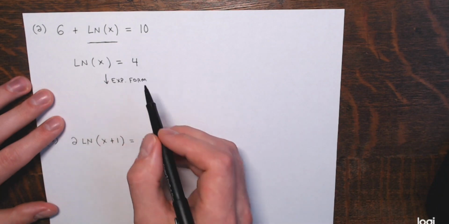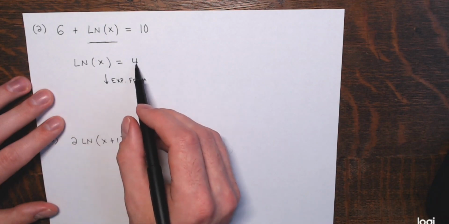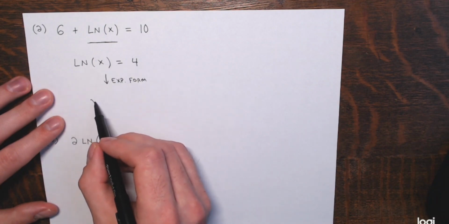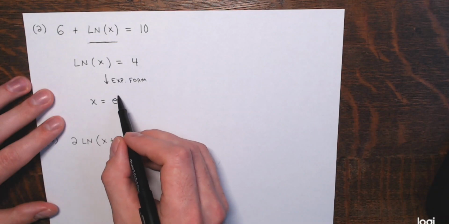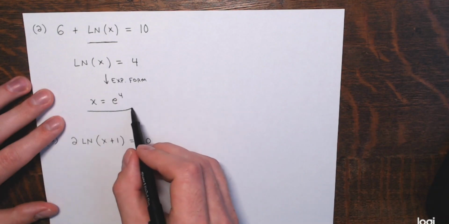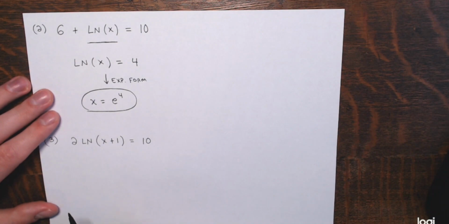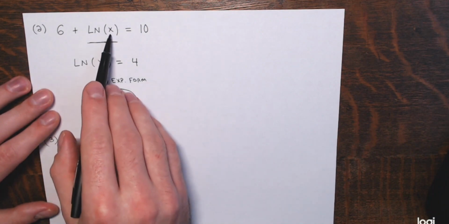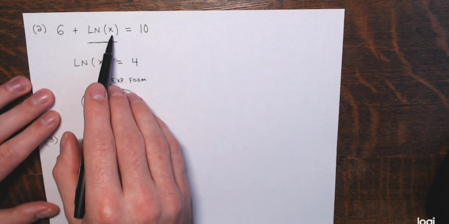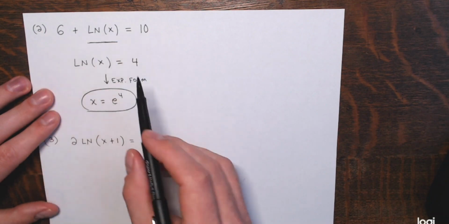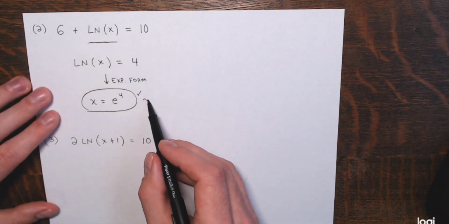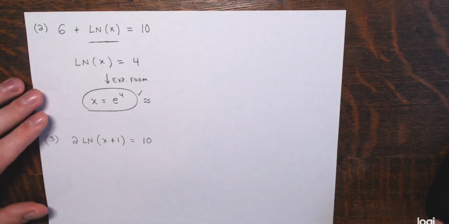And that would be e to the 4th power equals x, or x equals e to the 4th power. And there you go. x equals e to the 4th. And if I were to plug in e to the 4th power, the natural log of e to the 4th power would be 4, and 6 plus 4 is 10. This works. And of course, that's called, again, the exact answer.